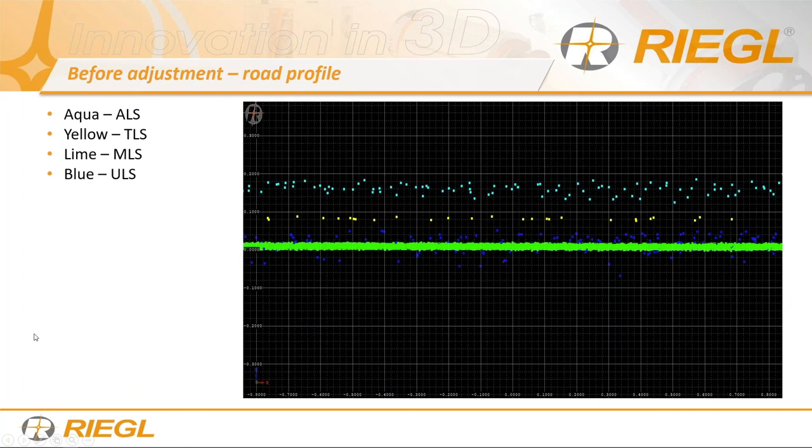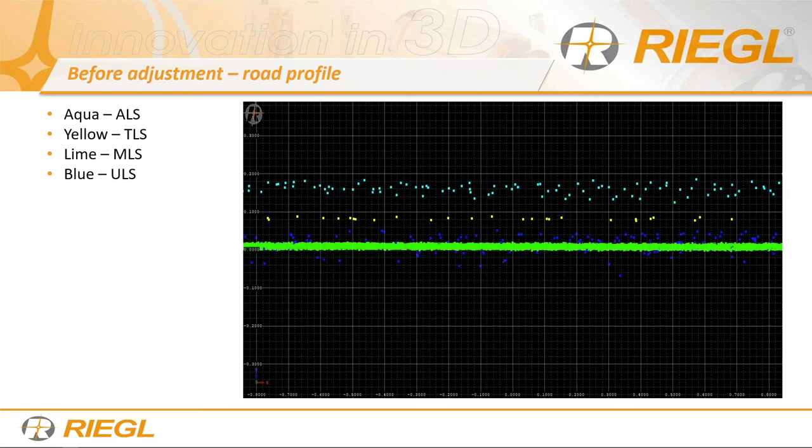So here, before adjustment, this is a cross section of the road profile. I wanted to show you everything in real time, so I do have a video that I created. So this is before; you're probably looking at close to 20 centimeters. You can see the green is the most dense one because that's the car, that's the mobile LiDAR. That's on the road, right below where the scanner is, about 2.5 meters away. So that's going to have the most point density.